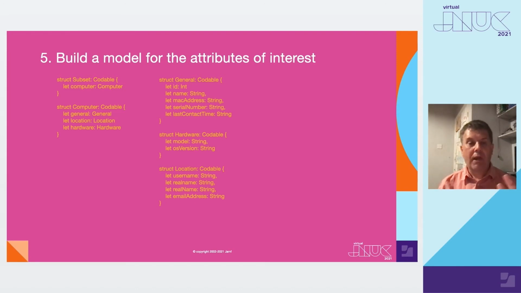If you start with the top left, we're going to have a structure to hold the computer. Then we're going to have a second structure below that, which is going to hold the categories. And on the right-hand side, we have structures to hold all the attributes we're interested in for each category. For instance, for hardware, we've got model and OS version. So this is naming the specific attributes we're interested in. But at this point, this is going to fail because we haven't completely matched all the attributes within the JSON.